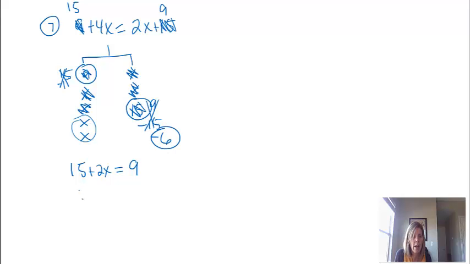So now on the left side, I have 2x. On the right side, I have negative 6. So again, I know that I need to divide. Negative 6 needs to be divided into 2 x's. So negative 6 divided by 2 would be negative 3. So that would be my answer.